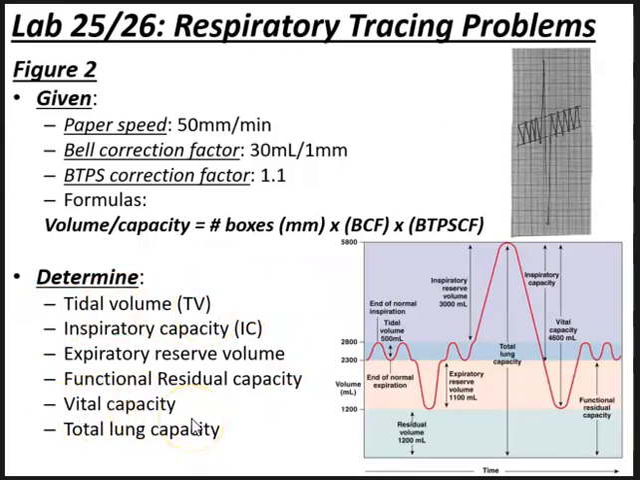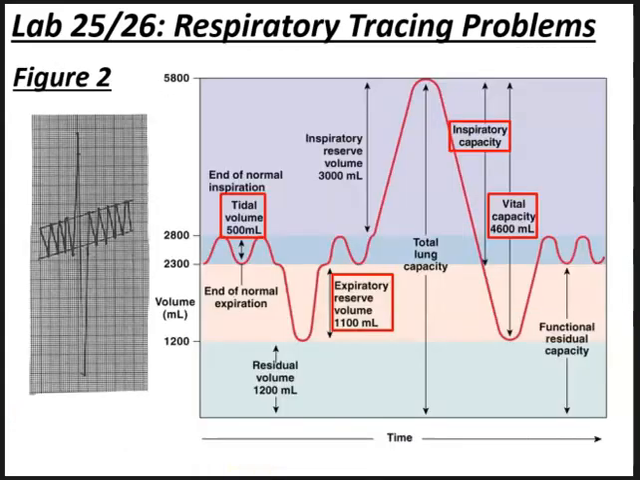Okay, so again, we're only taking a look at tidal volume and vital capacity. For testing purposes, these are the only two that we're going to be concerned about. You don't have to concern yourselves with the other capacities such as inspiratory capacity or expiratory reserve volume or functional residual capacity or total lung capacity. So we're only looking at tidal volume and vital capacity. Okay, so you will not need to know that for the exam.